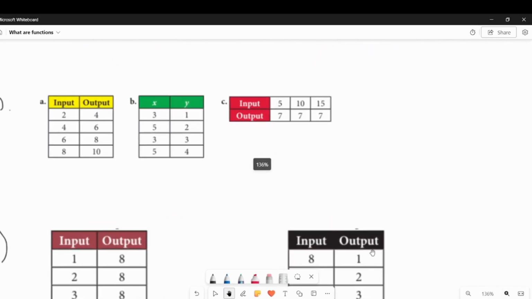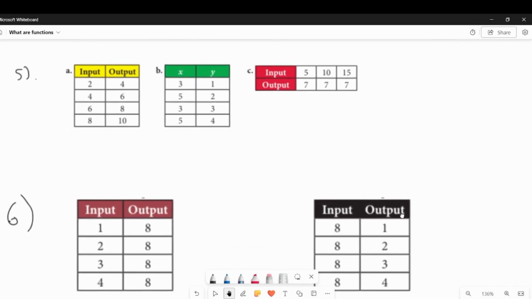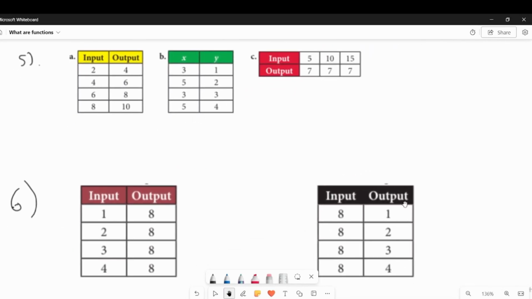So question number 5, it's an input-output table. So this is another way of representing a relation. So here you can see 2 is mapped to 4, 4 is mapped to 6, 6 to 8, 8 to 10. So every input is having just one output. So yes, it is a function.